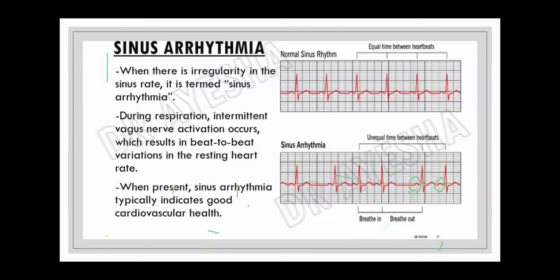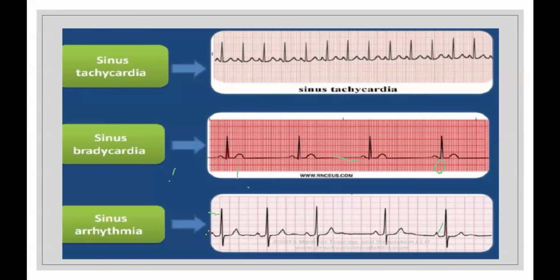So this is your sinus arrhythmia. If we are dealing with P waves or sinus, you have three conditions. Either you are dealing with a normal rate, a normal person, or you are dealing with sinus arrhythmia, sinus tachycardia, or sinus bradycardia.